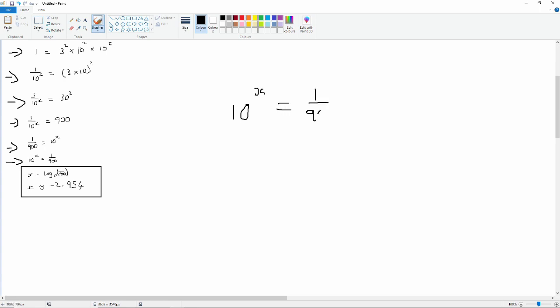Now how do we get the x? Well, now we exploit the principle of logarithms. So log to base a of a to the power b is equal to b. That's basically what a log is. It is the inverse of the raising to a power.